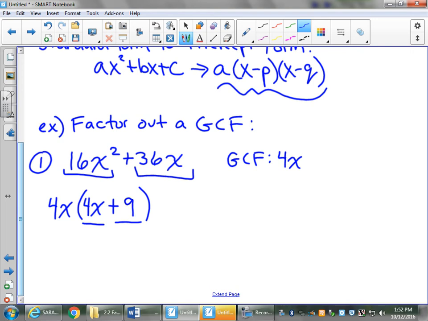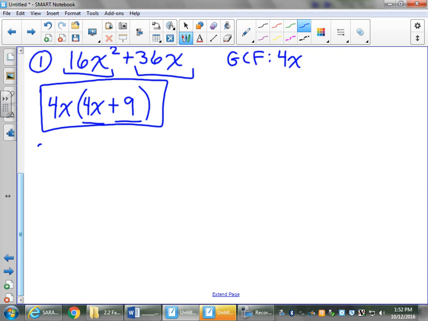The nice thing about factoring is you can always check to see if you did it right by redistributing at the end. So if you redistribute this 4x, you should get back to the original problem. This is our solution. This cannot be factored any further.